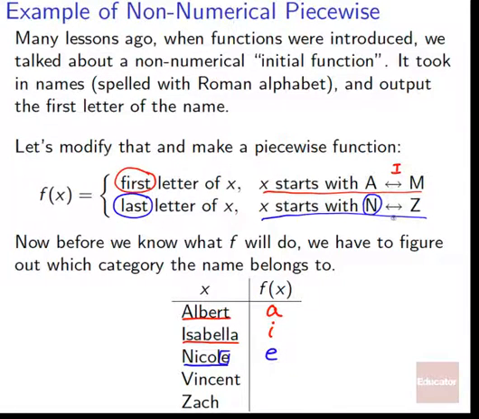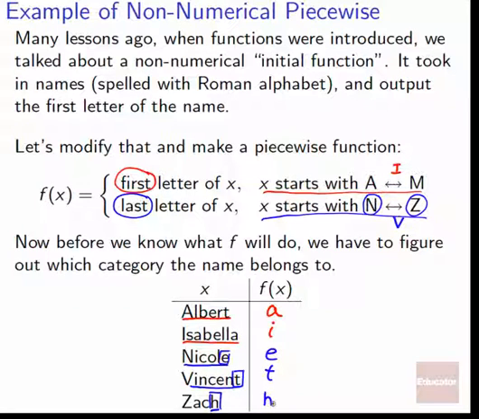Vincent begins with a V, which is between N and Z, right? M, N, O, P, Q, R, S, T, U, V, W, X, Y, Z. So we're going to be using the blue category, the second category. We're going to use that last letter, T. What about Zach? Zach's pretty clearly going to be starting with a Z, so that means we're in the second category. We're going to get the last letter, and it will be H.